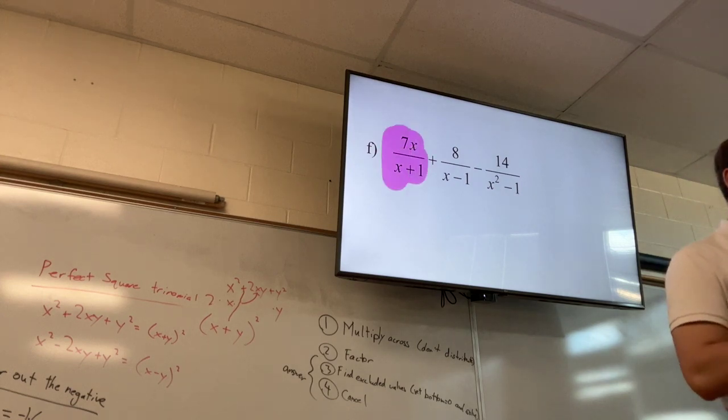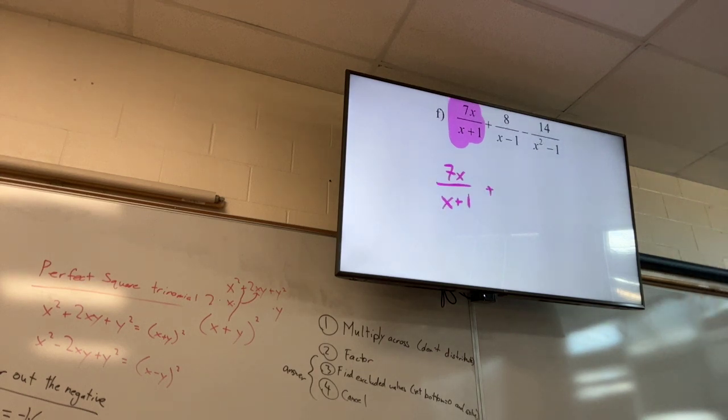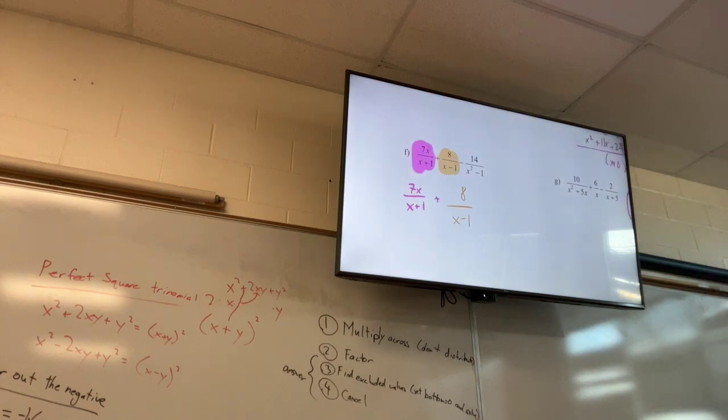Pink fraction factor at all? Nah, it does not. So let's not forget we're doing plus. Does the orange fraction factor at all? No. Does the green fraction factor? Yeah, there's a minus here, don't forget. Factors to x plus 1 times x minus 1, right? It's a difference of squares.